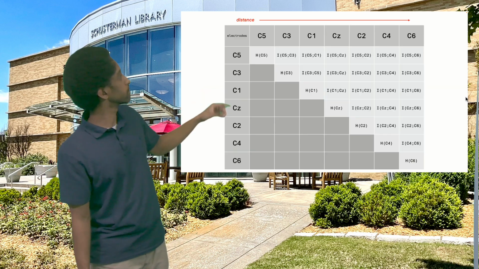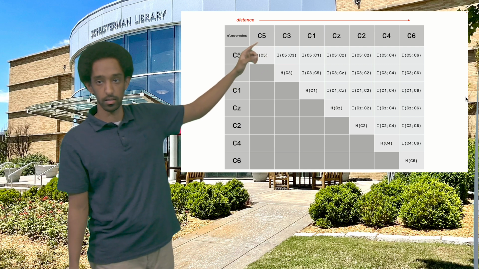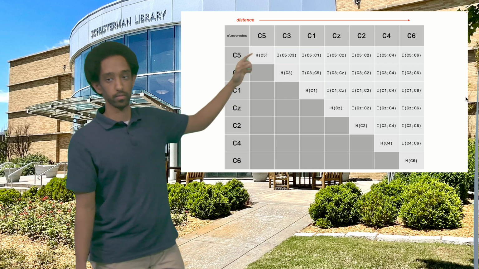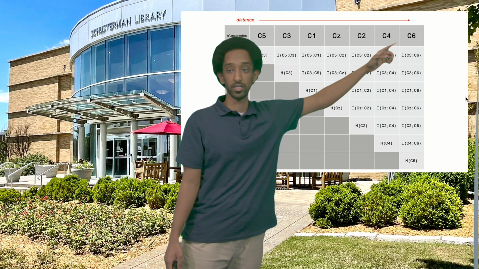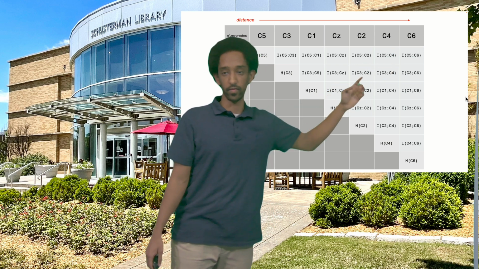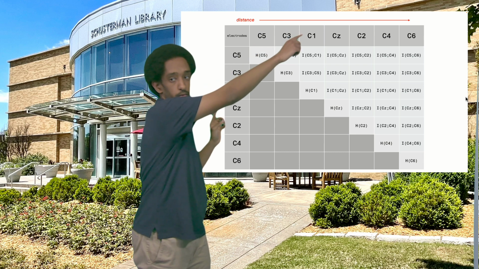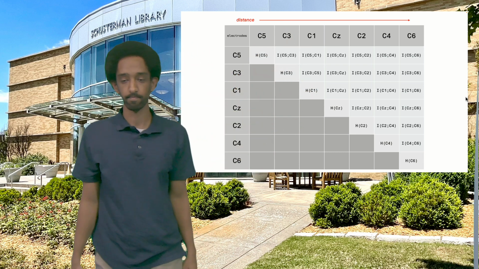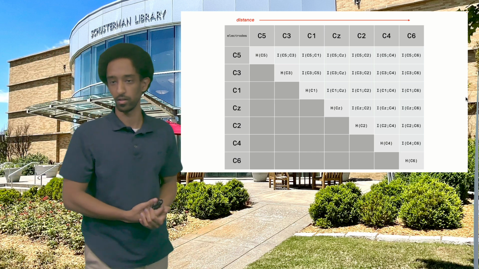And essentially, this first box here is the mutual information between C3 and C5. And let's say this last box is the mutual information between C6 and C5. And that's how you read this, basically. You can find two electrodes, and find the mutual information between them. All right, so what do we expect the results to look like?